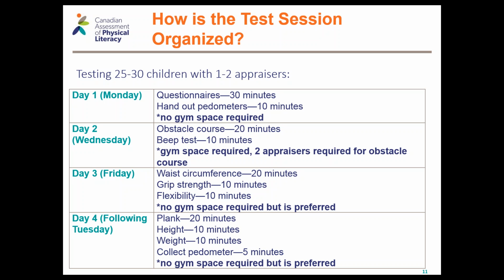And then if we look at day 4, which is the following Tuesday or any other following day, you can have plank, height, and weight. No gym space is required for these as well. It is preferred for the plank just because it's easier to put a mat down for that protocol. But if you don't have a gym available to you, you can definitely do it in another area like a classroom or a hallway. And for height and weight, again, an area that's a little more private, that way you can administer the protocols and make sure the child feels comfortable. And at this one, you would collect the pedometer. That would take about 5 minutes of your time.